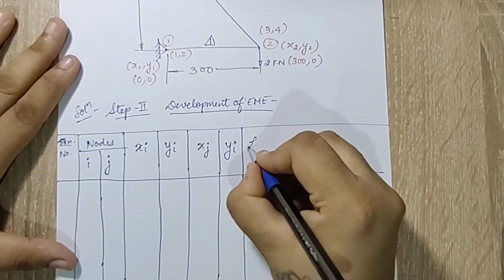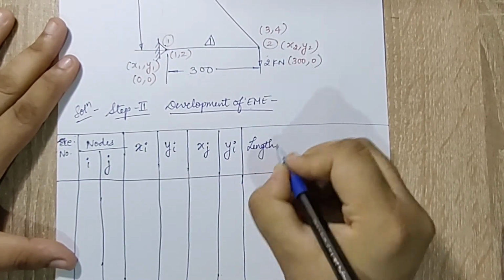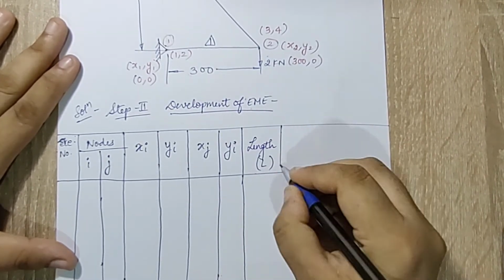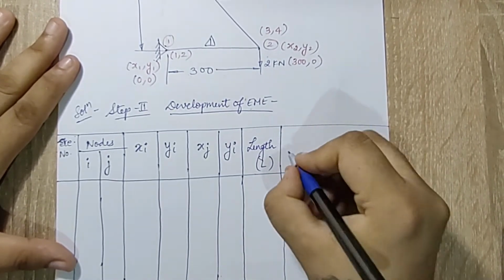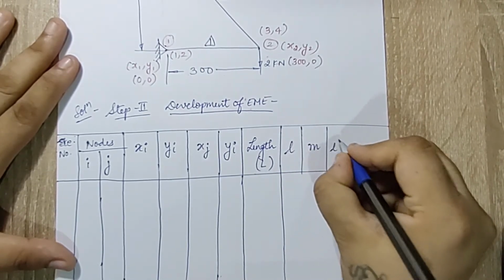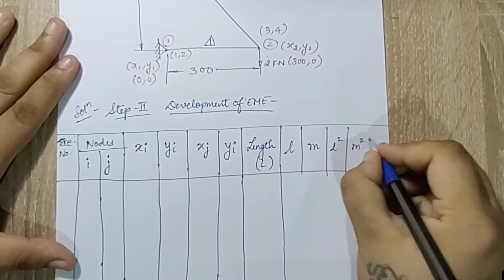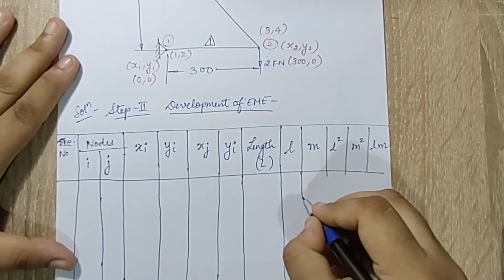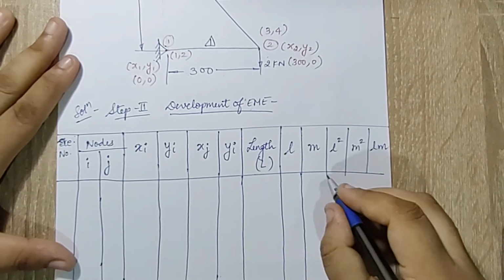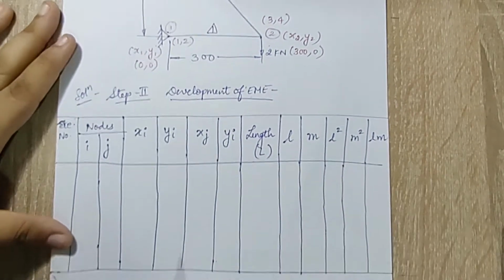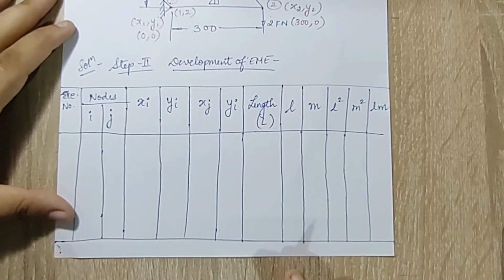Next I'll go for the length of each truss element. I'll call it L. Next I'll go for calculation of certain terms, that is l, m, l square, m square and lm. Now these are the terms that I'm going to require while making my E.M.E. So I am going to write them here. Now we are supposed to fill up this table.